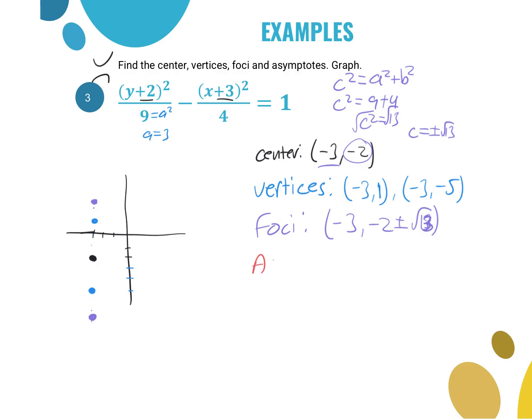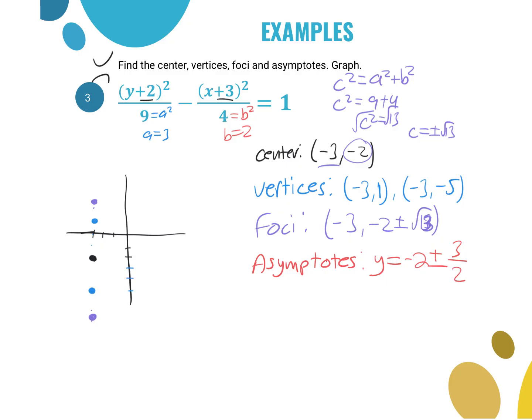Lastly, we find our asymptotes, right? Which is going to be y equals k. Our k value is -2 plus minus the letter that goes with the y is a, right? So a is 3, and then b goes with the x. I know that 4 is b squared, so that means b is 2.